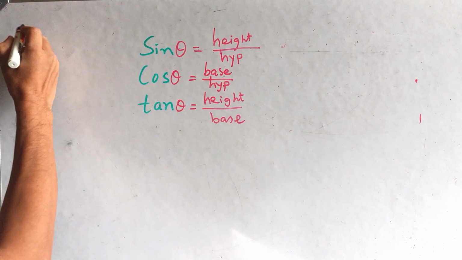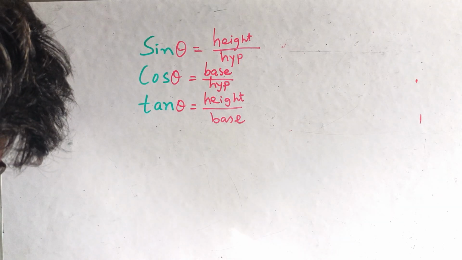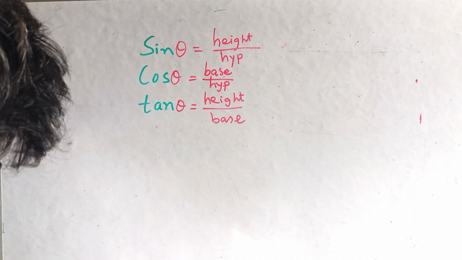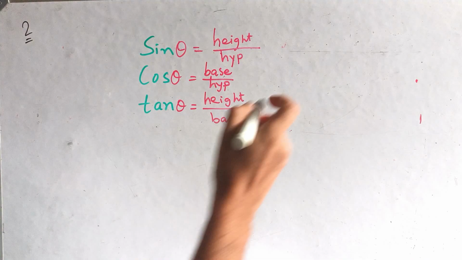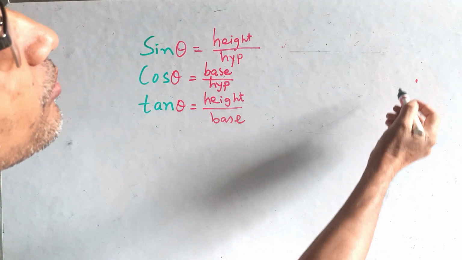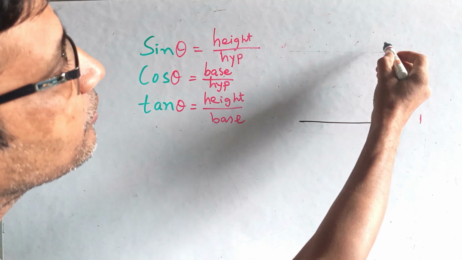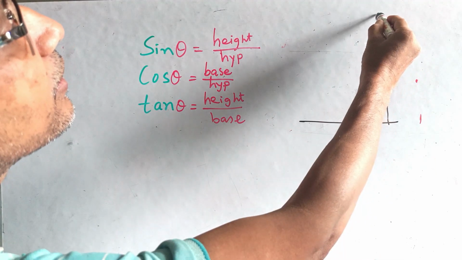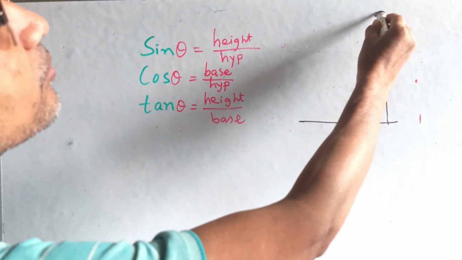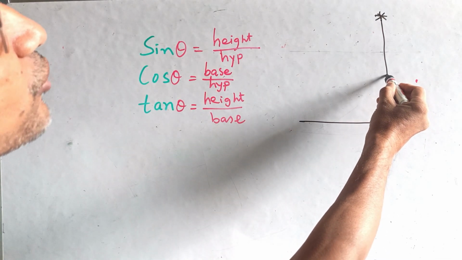Question number 2 is a very interesting problem. It is given: a tree breaks due to the storm and the broken part bends, so the top of the tree touches the ground. This is a very common, interesting problem. For example, a palm tree. The palm tree was this much high in the beginning, a very, very tall palm tree, and due to a storm it is broken.